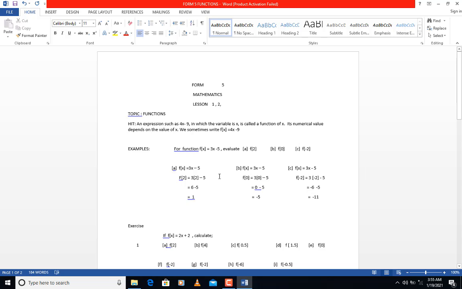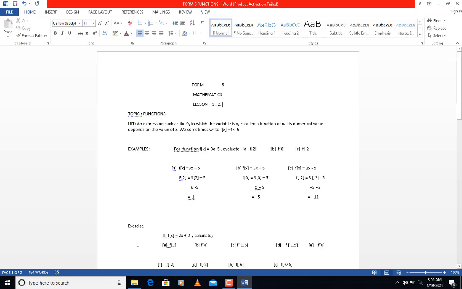So this is how we evaluate or simplify functions. If you come across such questions, it means remove the x and substitute with the value of x which is indicated in the question. Right. So for this, I'm going to give you an exercise.